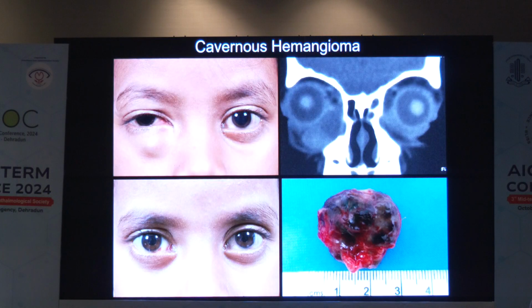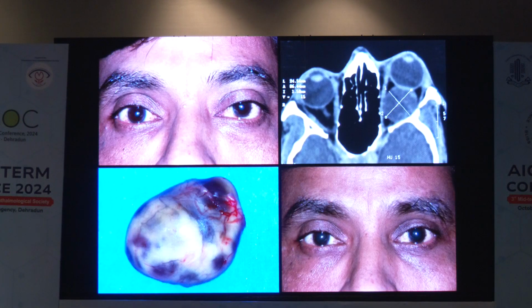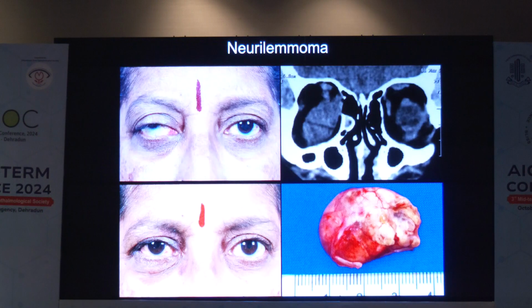without any stigma of orbitotomy. Similar surgeries are done in adults as well, and this is a large tumor dissected. This is a neurilemmoma. You can see the infraorbital nerve involved and the infraorbital nerve removed along with the tumor. That's the infraorbital nerve from which it was arising.